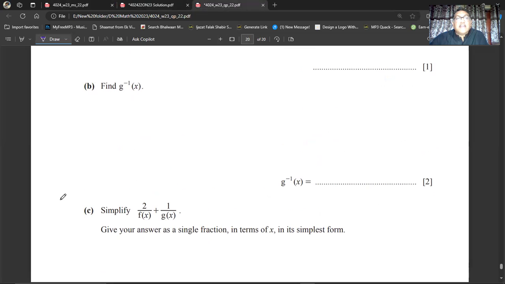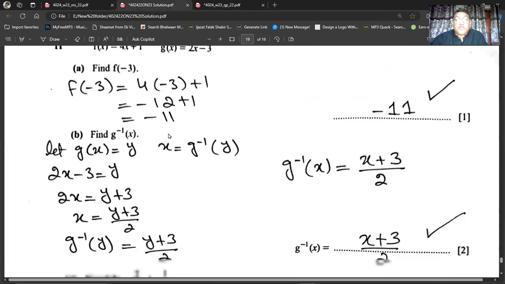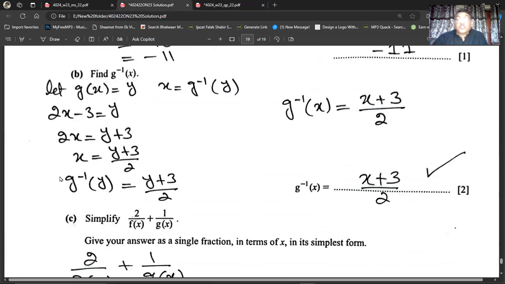Question 11, and its B part is first, find the g inverse of x. So he wants me to find the inverse of this g function. It has particular steps involved. So listen carefully. This is how we do it. We will suppose that g of x is equal to y.